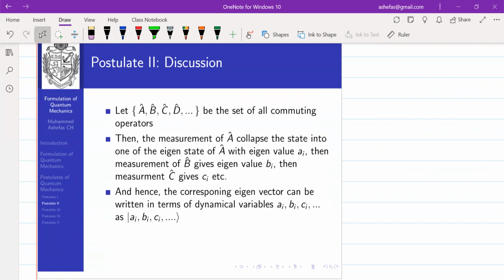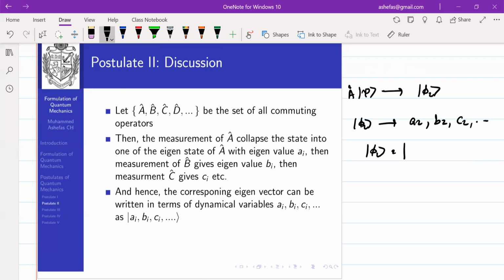So therefore, the measurement of operator A will give some eigenvalue corresponding to A, and then the measurement of operator B would also give the eigenvalue corresponding to the same eigenvector. Then operator C would also give the eigenvalue corresponding to the same eigenvector, and so on. So for that state, if you have some ket psi and you act operator A, this will collapse to the ket phi 2. Then ket phi 2 would give the eigenvalue A2, the measurement of B would give B2, the measurement of C would give C2, etc. So this ket phi 2 we can write as ket A2, B2, C2, etc.